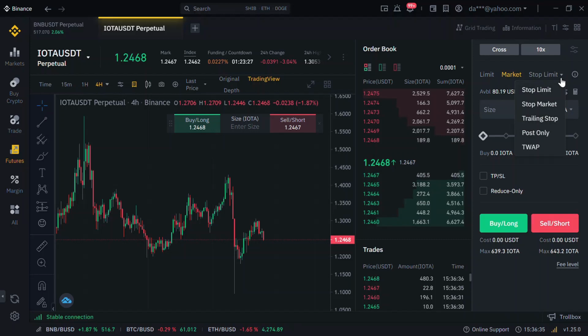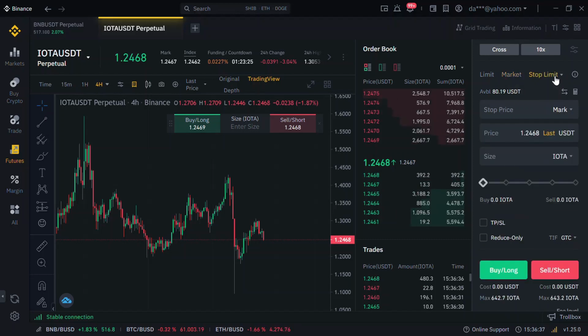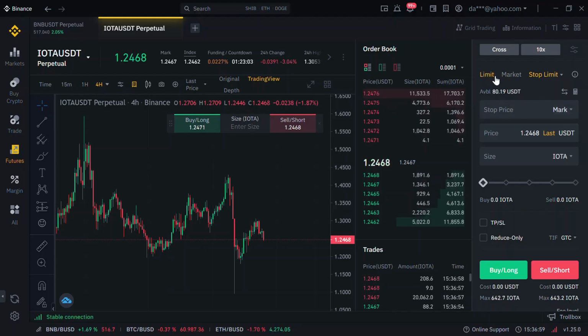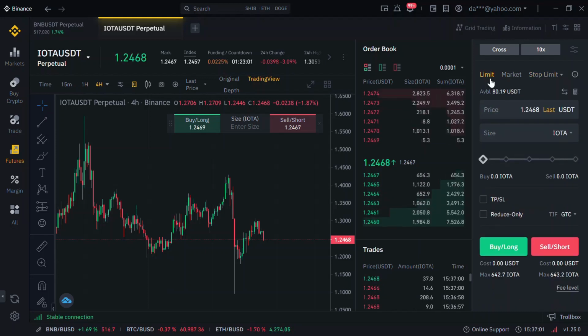And then your stop limits, you can utilize this order function as a stop loss. We also have other types of orders here. We have stop market, trading stop, like I said. If you want to know about them, you can put your cursor on this question or cautionary button here, and it gives you a brief explanation of it. As I said, what you majorly need are just the limit and market orders.